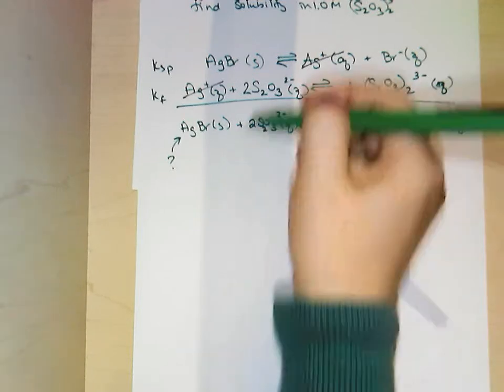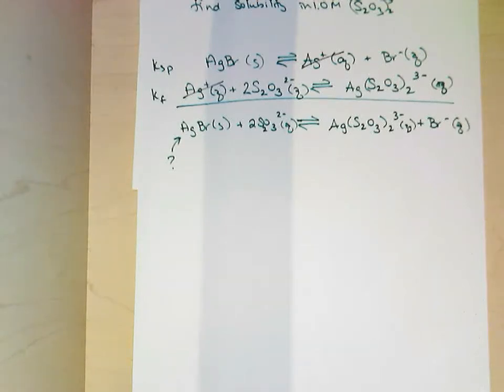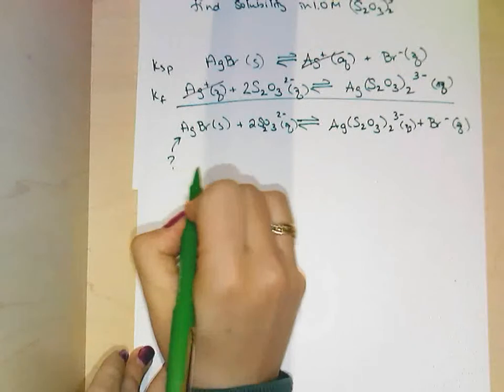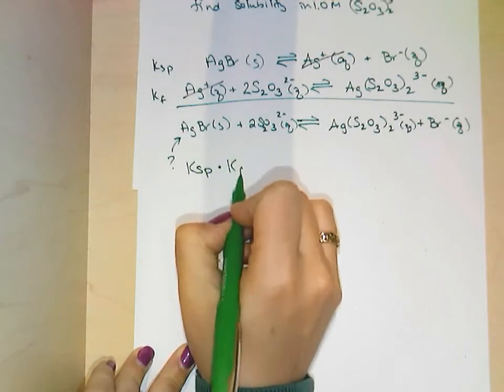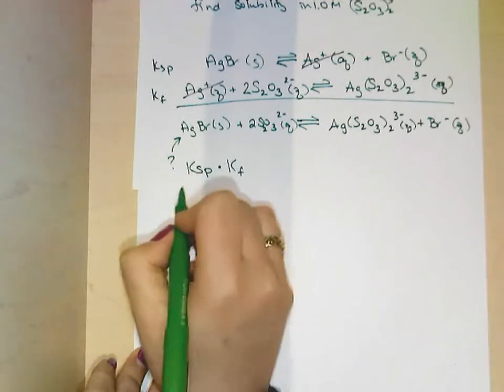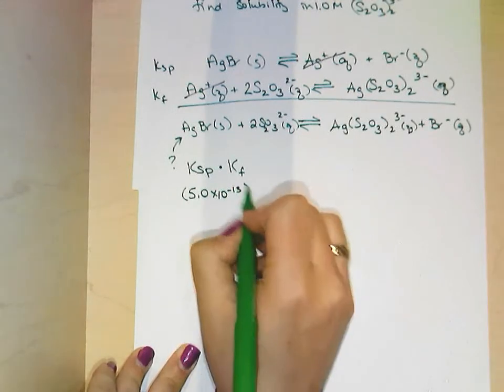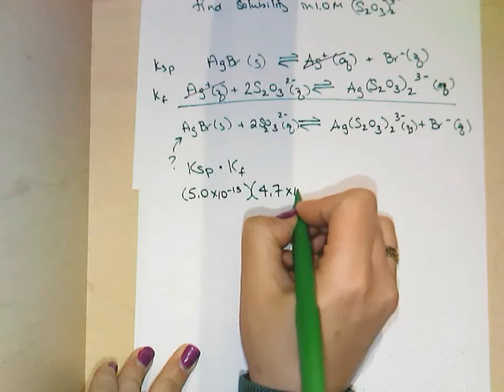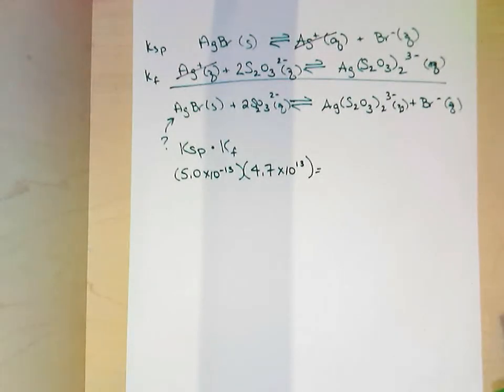I've added two equations, so I multiply the K's, which is what we did way back in chapter 14 when we had individual little K's and we rotated around the equation. So we're going to do the same thing. KSP we already had, that was 5 times 10 to the negative 13th. Formation constant you would look up in the back of the book. That's times 10 to the positive 13th. Using two sig figs, we get 24. So now we are ready to use this to find the concentration of those silver ions.